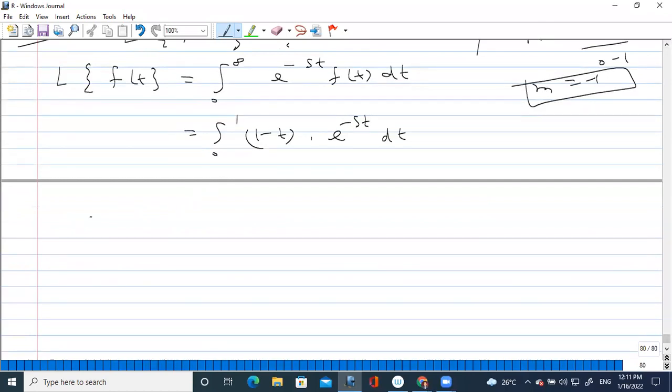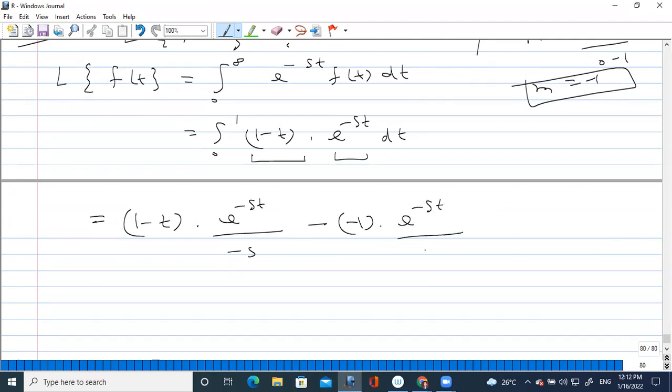Okay. So how to integrate it? So this is the first function, second function. So first function as such into integration of the second function, e to the power minus st divided by minus s. Then minus of differentiation of the first function, which is -1, into double integration of this, e to the power minus st by minus s whole square. Now limits are 0 to 1.